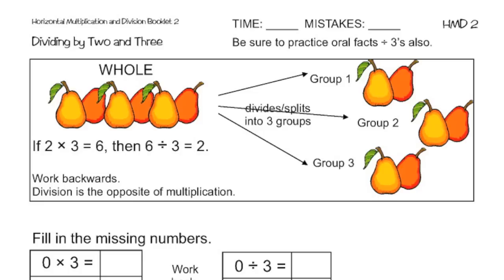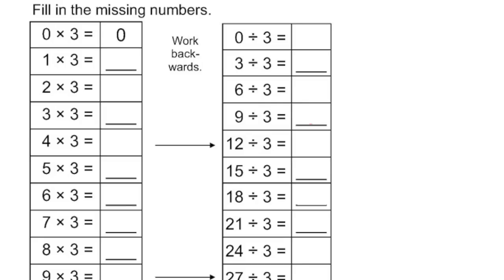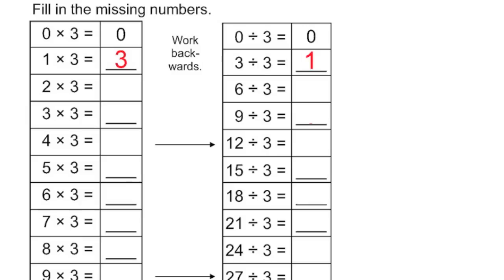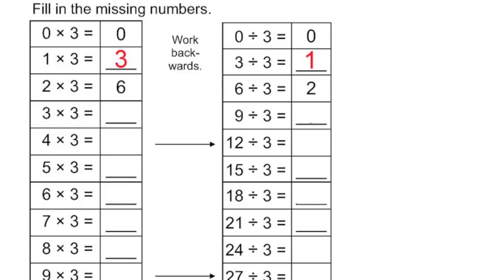So let's move on down. Just like the last page, 0 times 3 is equal to 0, so I'm going to work backwards. 0 divided by 3 is equal to 0. No surprise there. 1 times 3 is equal to 3, so 3 divided by 3 is equal to 1. So if I think 2 times 3 is equal to 6, 6 divided by 3 is equal to 2. And again, it's just going forwards and backwards.